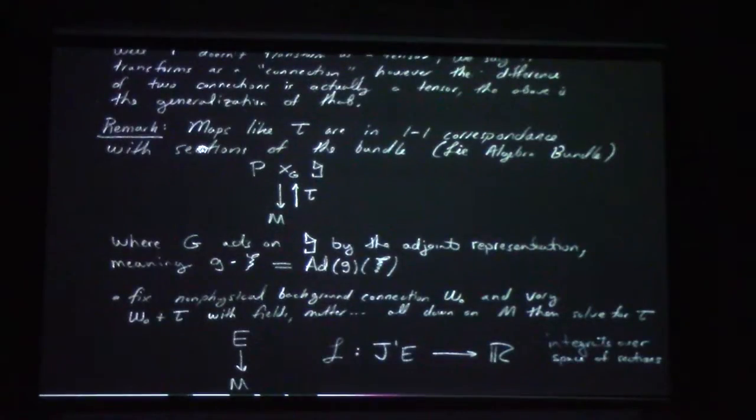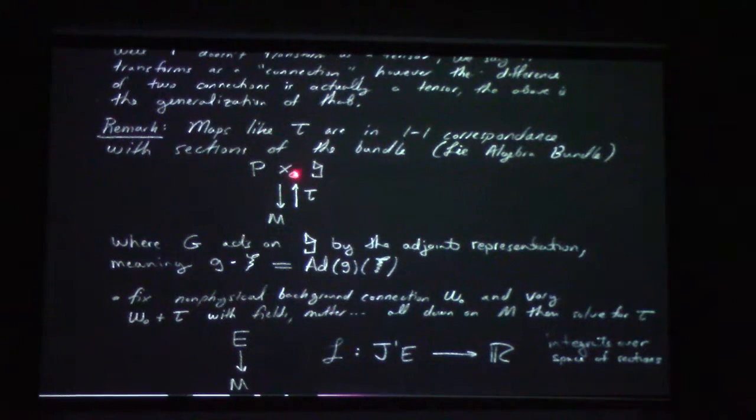Okay, anyway, the larger point here is that maps like tau are in one-to-one correspondence with sections of the bundle. This is the Lie algebra bundle. This goes back to that associated bundle idea that I glossed over. So this is the associated bundle. What this is implicitly saying is we take the Cartesian product modulo some relation that's based on the Lie algebra action.